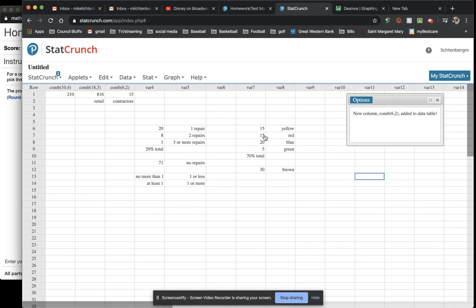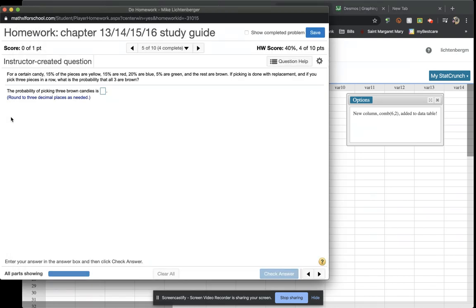So let's see, 15, 30, 50, this is 55% total. Okay, that leaves 45% left over for brown. 100 minus 55% is 45%.